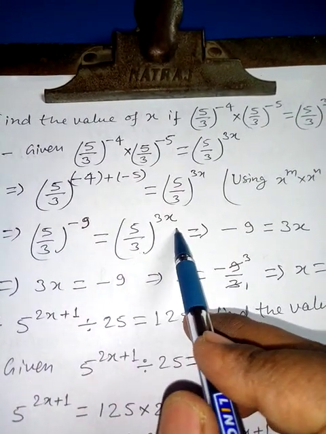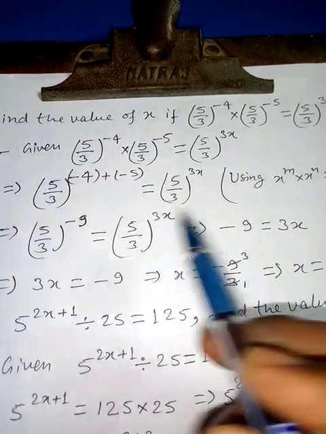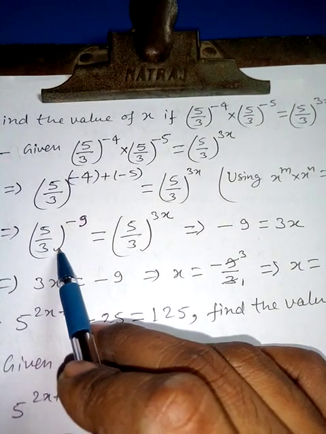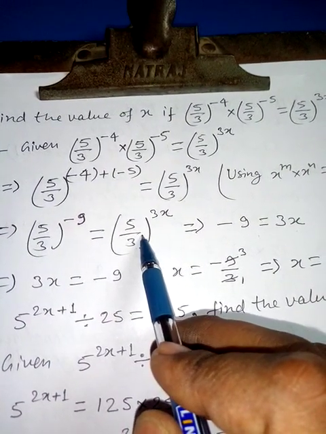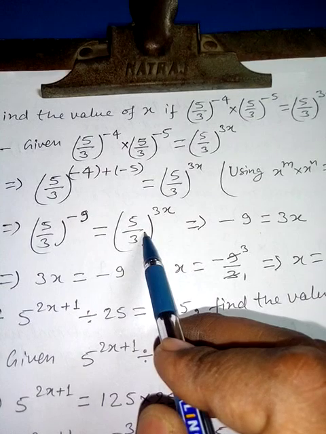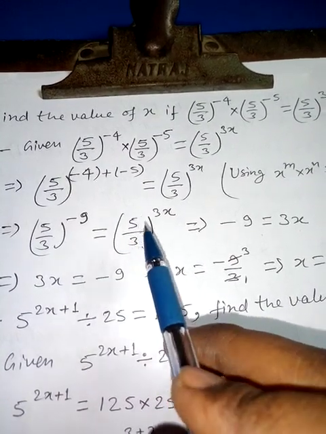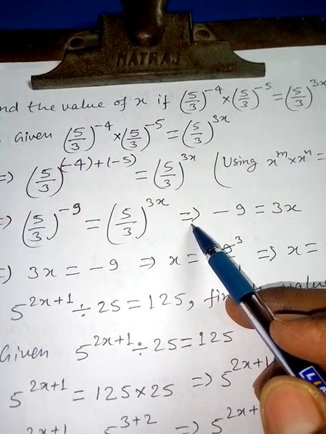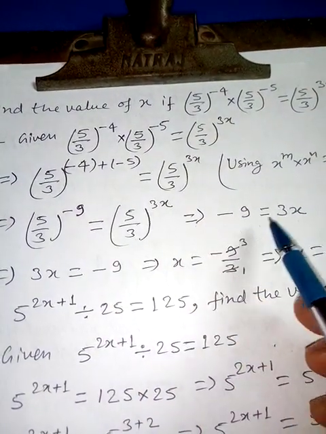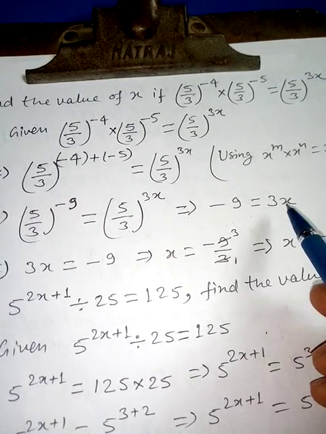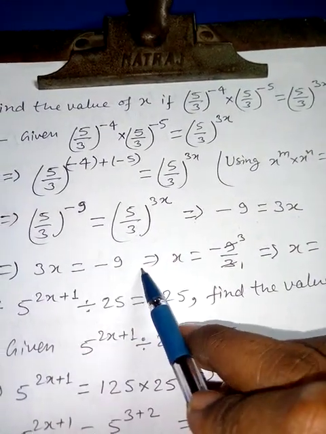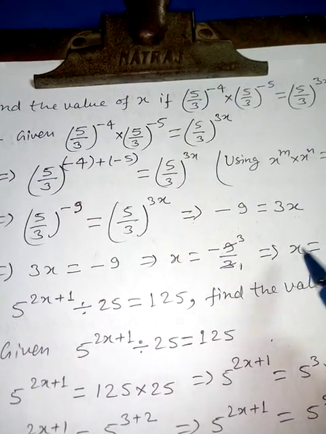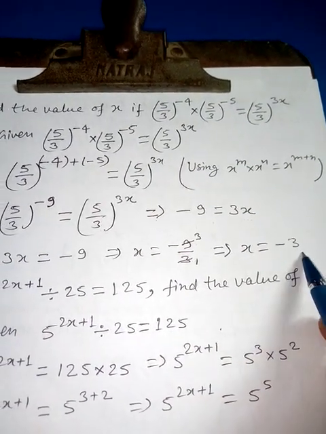-9 equals 3x. You cannot cut it. Do not cut 5/3 with 5/3. It is a bad habit. It is a bad way mathematically. So you can just write the symbol of amplification and then write -9 equal to 3x. And now interchange: 3x equal to -9, then x equal to -9 by 3, and after solving you will get x equal to -3.